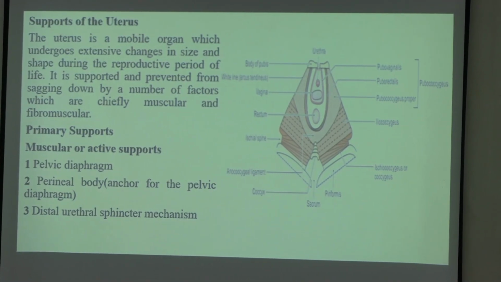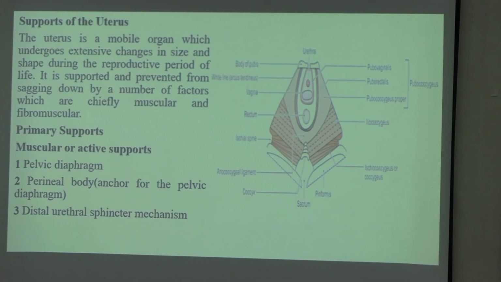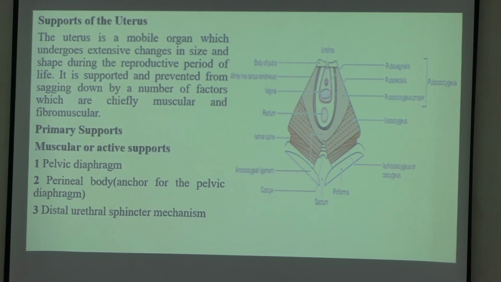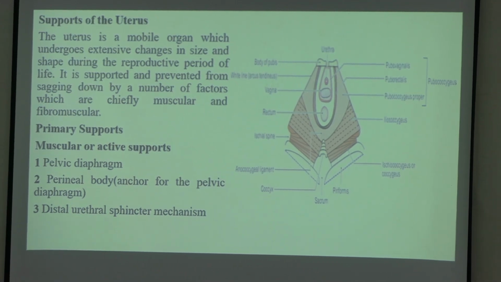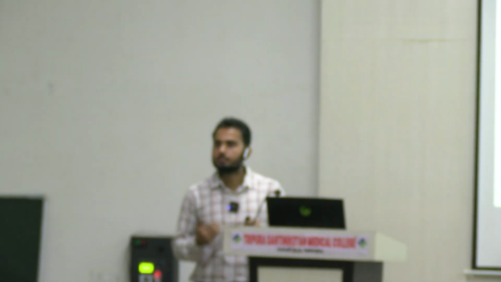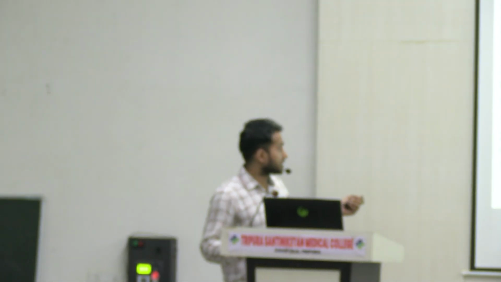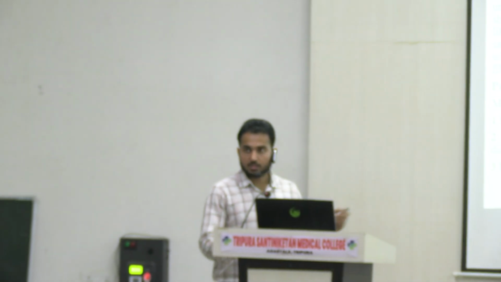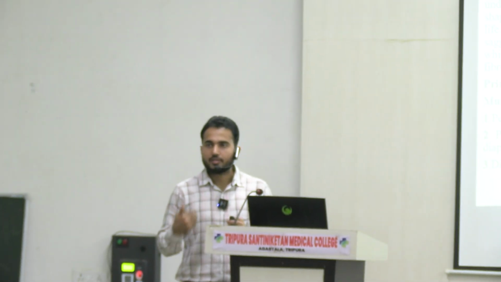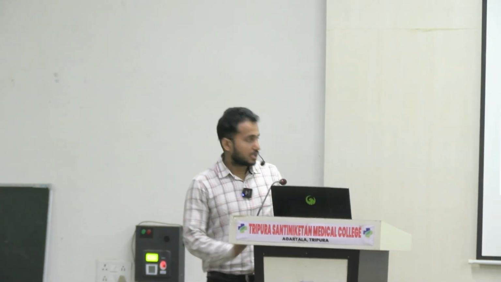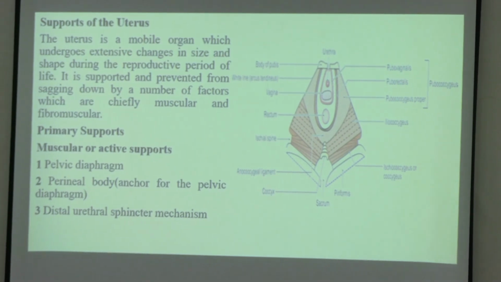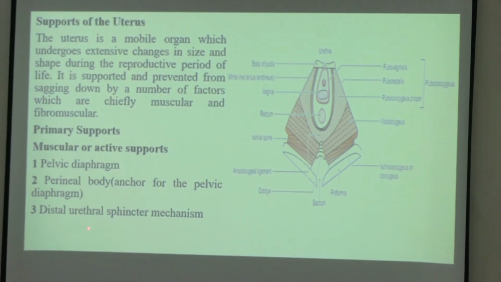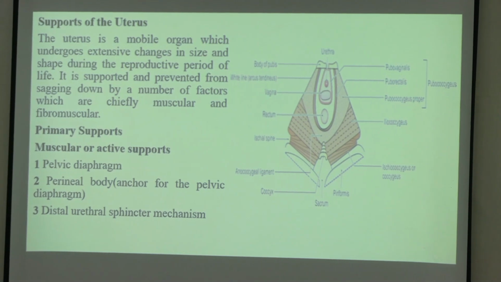Next, the supports of the uterus. Okay, supports of the uterus. So as I said, during the time of pregnancy, the size of the uterus enlarges enormously. Okay, so at that time it needs supports. So how are those supports provided to the uterus? The supports are divided into various categories. First, we will see the primary support. In primary support, we have the pelvic diaphragm, perineal body, and distal urethral sphincter mechanism. These are the primary support.